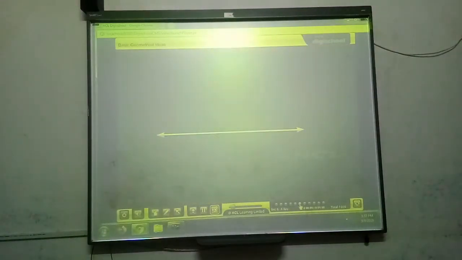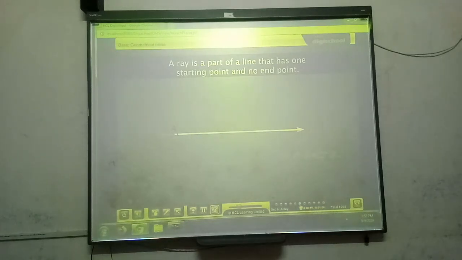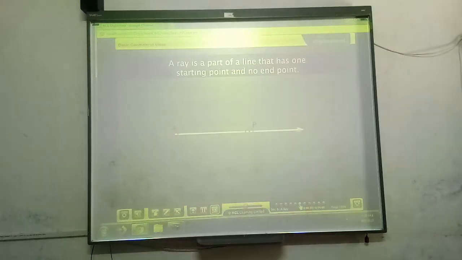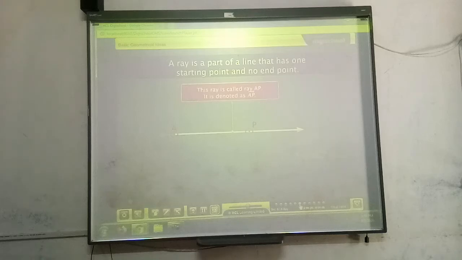Now consider the part of the line that starts from point A. It is called a ray. A ray is a part of the line that has a starting point and no end point. It moves endlessly in one direction. A ray is named by its starting point and another point on its path. This ray can be called ray AP. It is denoted by drawing a single-headed arrow.